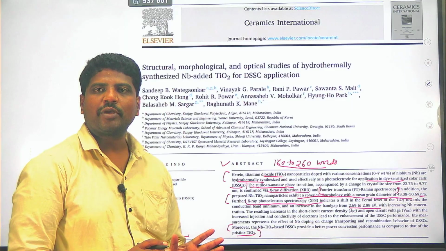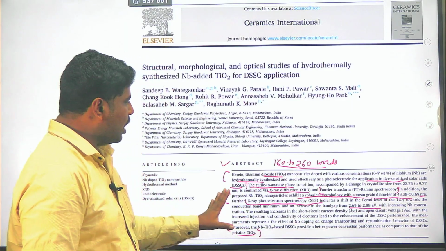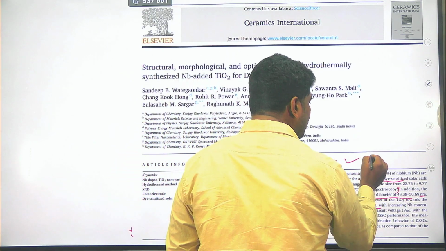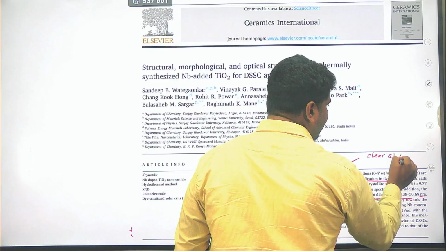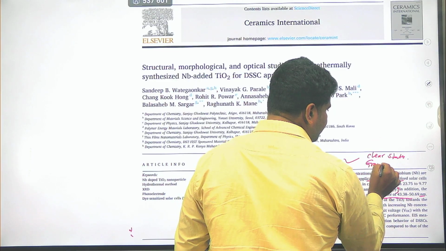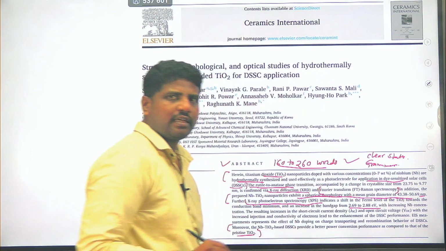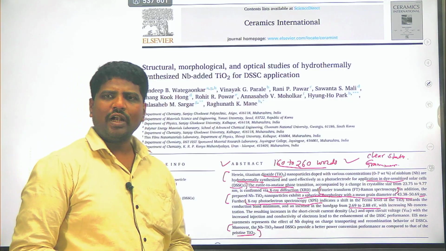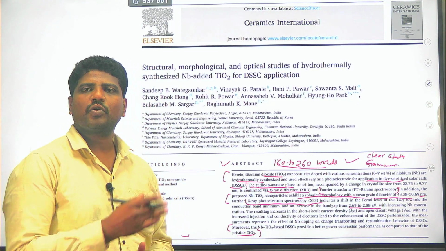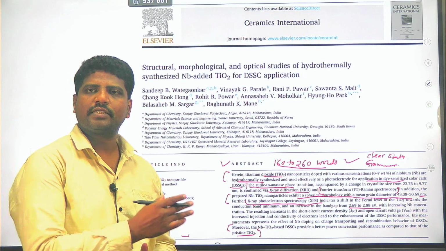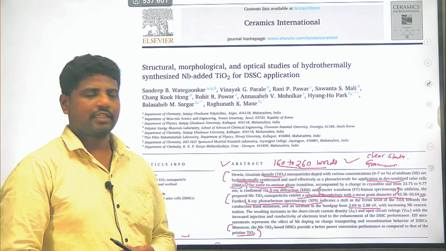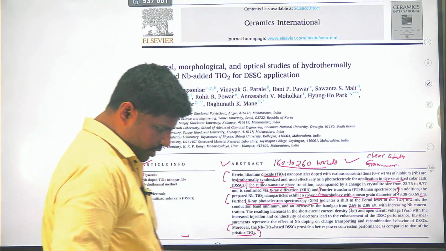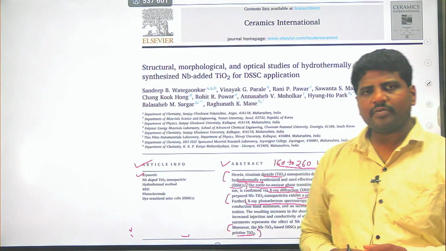And finally, you have to write the conclusion statement. Let us see. Moreover, the Nb-TiO2 based DSSC provides better power conversion performance as compared to that of the pristine TiO2. So this is the conclusion statement we should write in the abstract. So the abstract should be about 160 to 260 words. It should have clear statements, and grammatically correct. Grammar is also important while writing the abstract. So the word limit is also there.